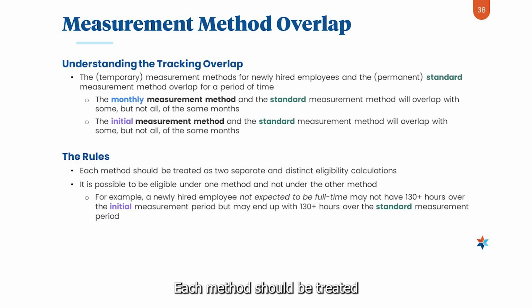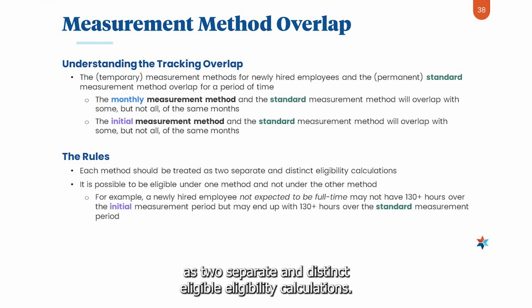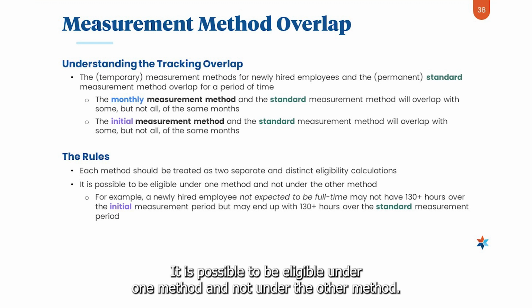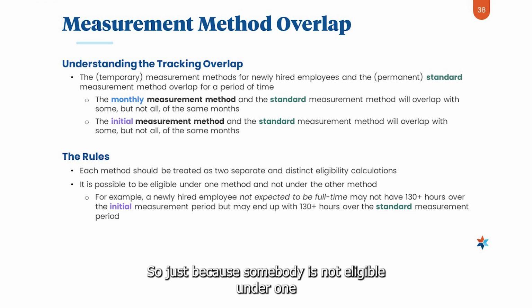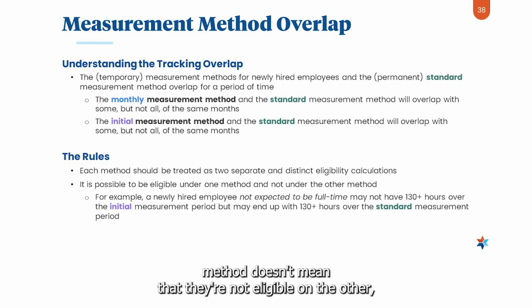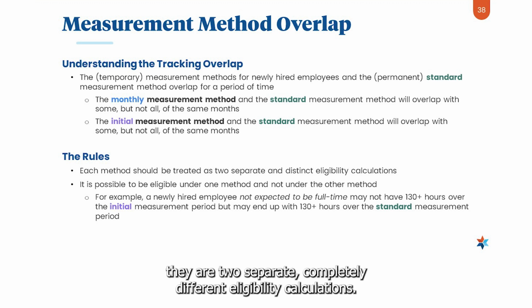So here are the rules. Each method should be treated as two separate and distinct eligibility calculations. It is possible to be eligible under one method and not under the other method. So just because somebody's not eligible under one method doesn't mean that they're not eligible on the other. They are two separate, completely different eligibility calculations.